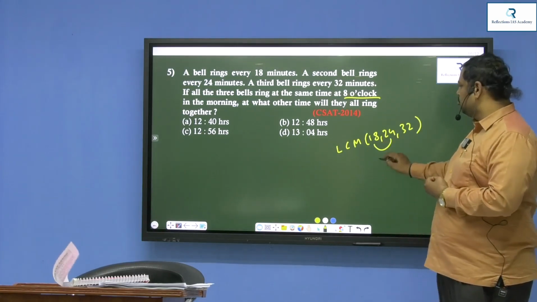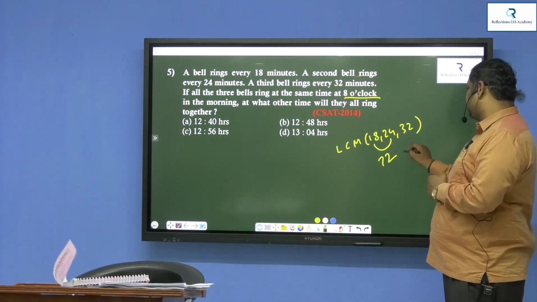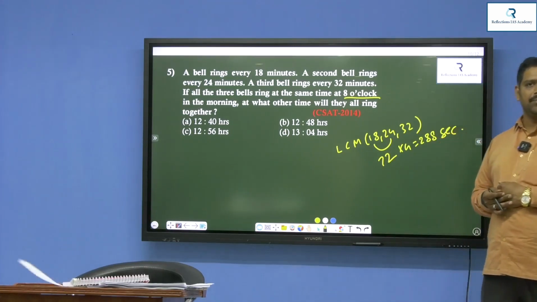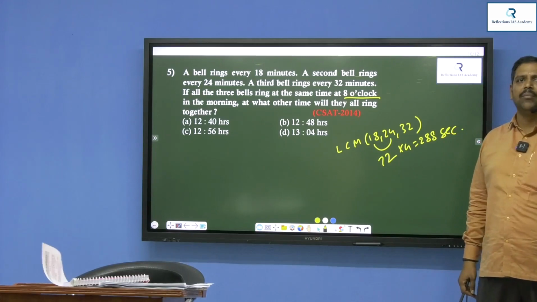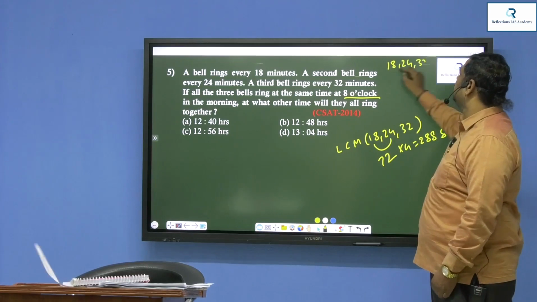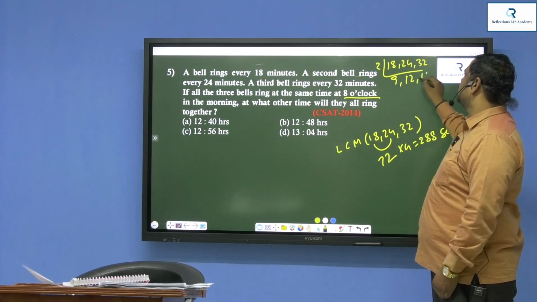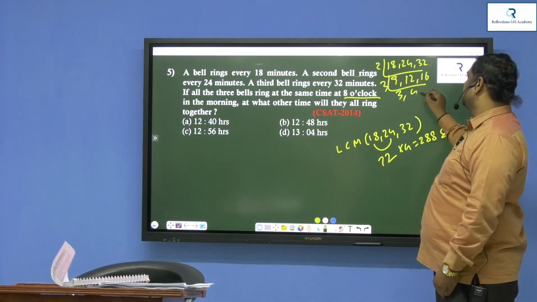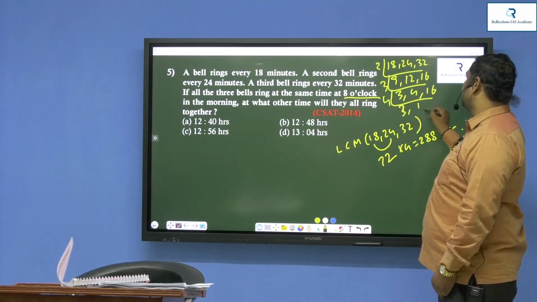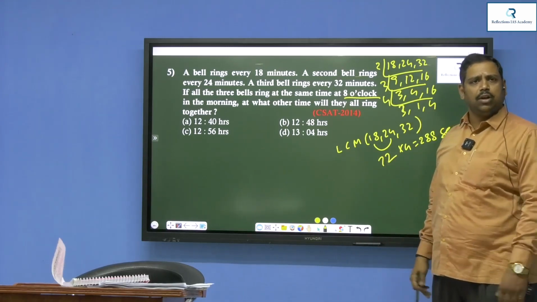18 and 24 means 72. 72 means 8 is there, 4, 72 into 4. Okay, 288 they will ring together. I am doing the LCM in my faster way. You try in your own way: 18, 24, 32, all are divisible by 2. 9, 12, and 16, then 3, 3, 4, and 16. Then 4, 3, 1 and 4. Now multiply all, you will get this number. Directly I can do it, so I am giving the answer directly.